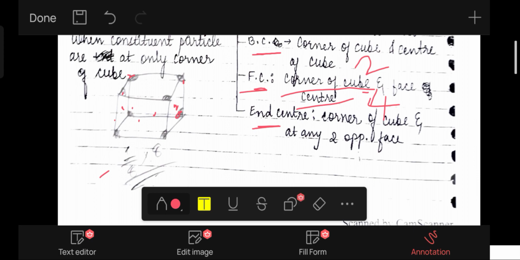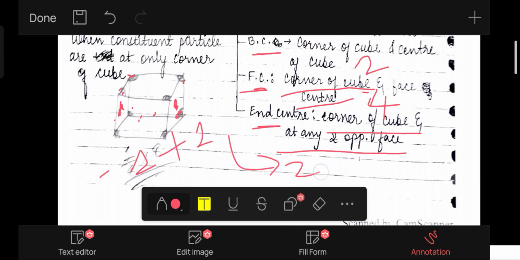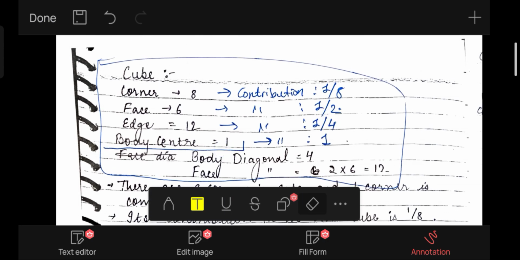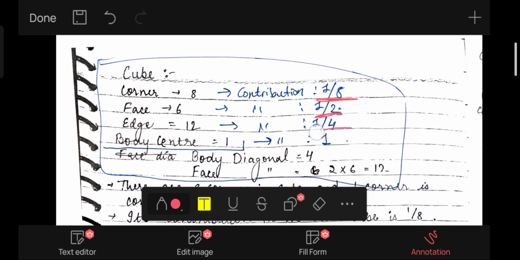All right. And next we have end centered, which means it is at the corner of a cube and at any 2 opposite faces. So in short, it is over here and here. Just assume this, and at the corners we already have 1, so that makes 1 plus 1, so that makes 2 at end centered. Okay, moving on to the next page. This is just the same thing I said before. A corner contributes 1/8, a face contributes 1/2, an edge contributes 1/4, and a body center contributes 1.